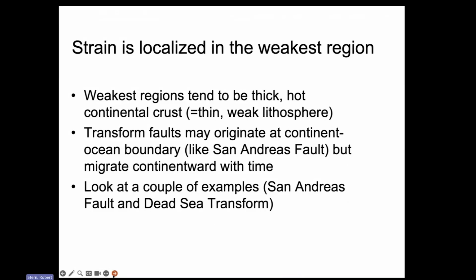The point is that strain is localized in the weakest region. The weakest regions tend to be thick, hot continental crust, which means thin, weak lithosphere. We're going to come back to this when we talk about orogenic systems in a week or so. The transform faults may originate at continent-ocean boundaries like the San Andreas fault, but they migrate continentward with time. So we're going to look at a couple of examples of how the rheology of the crust affects the evolution of these transforms.